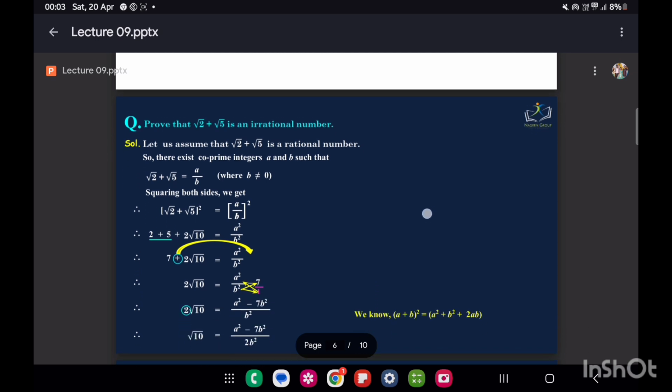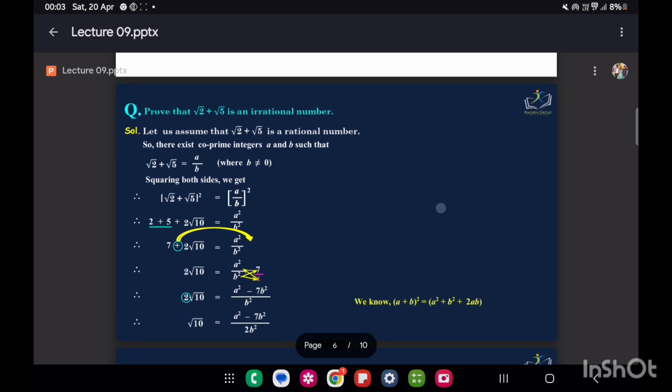Next we can move to the next problem. A very important problem. This one has both numbers with roots. We can take it step by step. I will explain, just be careful when you are listening. Prove that root 2 plus root 5 is irrational.